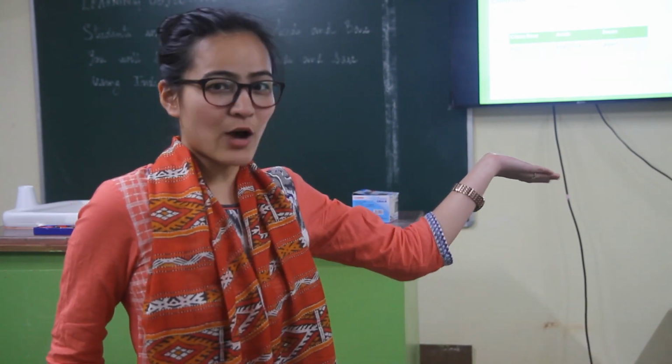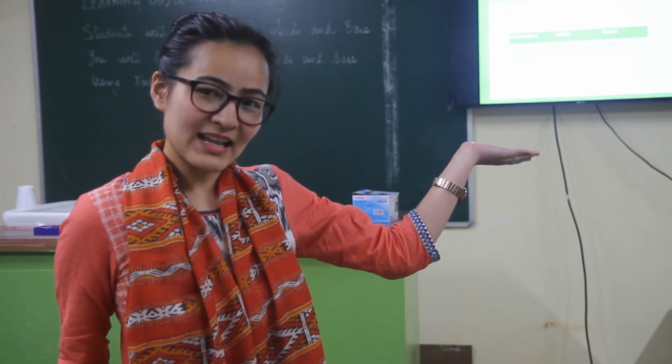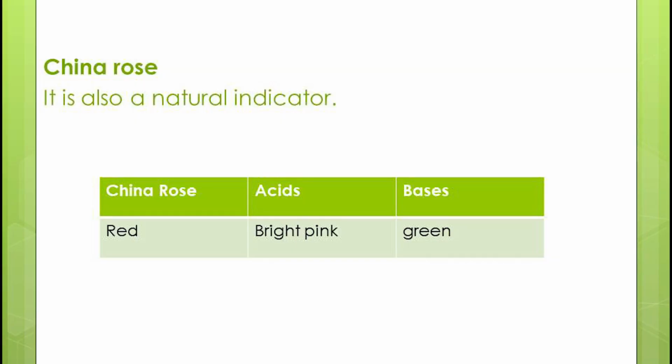Let's see on the screen how it behaves in the presence of an acid and a base. China rose in the presence of an acid, that is, in the presence of lemon or oranges that contain acid, will change its color from red to bright pink. And in the presence of a base, it will change its color from red to green. That is how you can identify whether your fruit or a food contains an acid or a base using China rose as an indicator.